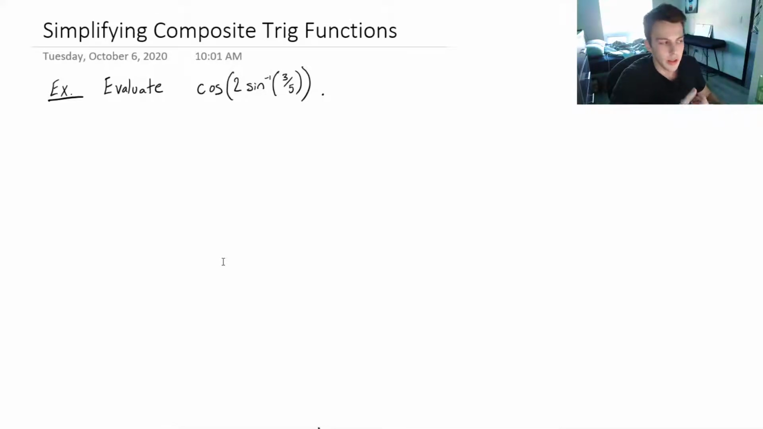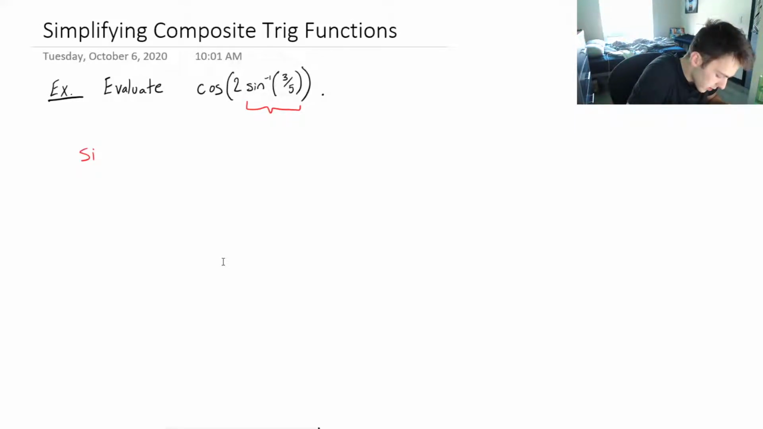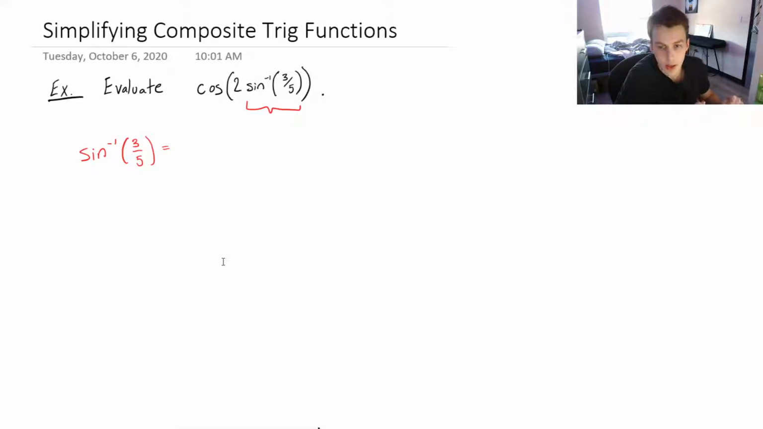Generally it's the same procedure for most of these problems, and you start off by taking whatever function is on the inside usually and setting it equal to a variable if we can't evaluate it directly. So in this case it's usually going to be an inverse function. Some sort of inverse is the one that we're setting equal to a variable. So we'll take sine inverse of 3 over 5 and we will set it equal to a variable. Let's choose theta for our example.